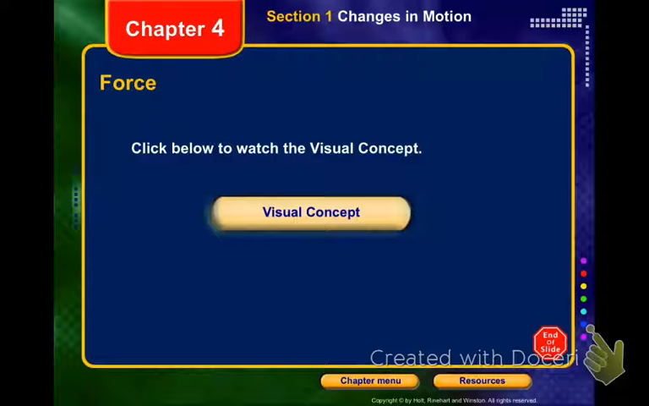This is Chapter 4. We're going to do Section 1 and Section 2.